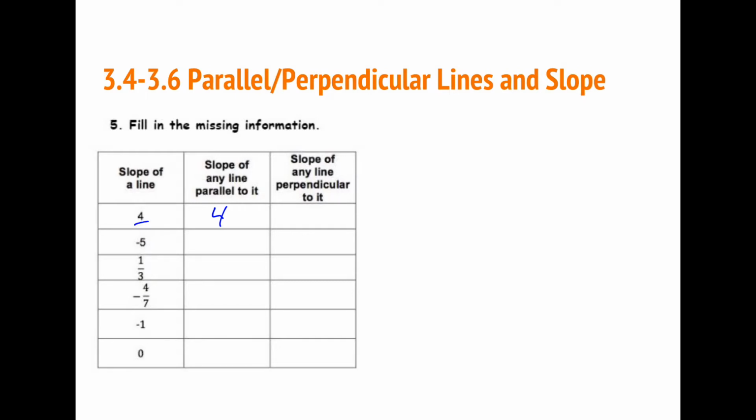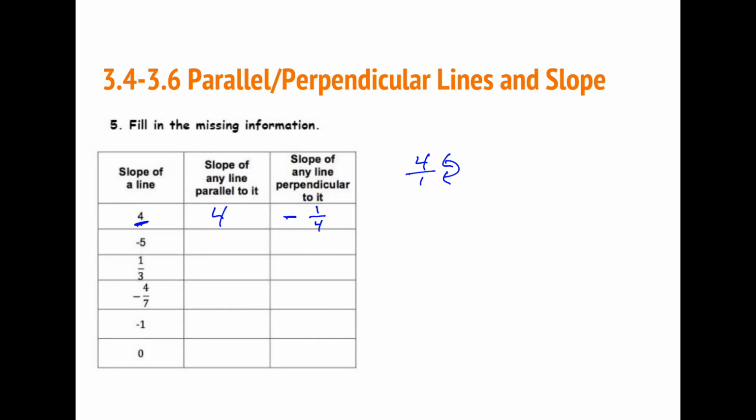And if it's perpendicular, it's going to be opposite reciprocals. So I see that this 4 is going to be positive. So if it's opposite reciprocals, then this one has to be negative. And then also we need to flip the fraction. And just a reminder that 4 is the same thing as 4 over 1. So then if I flip that fraction over, we'll get 1 over 4. Perfect. And then negative 5, let's do that one real quick.